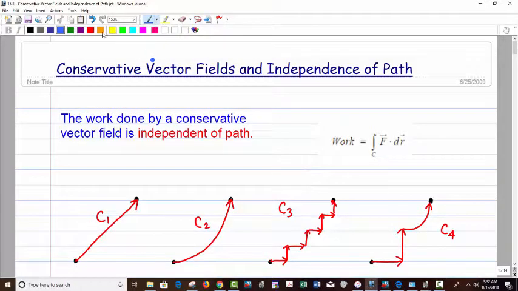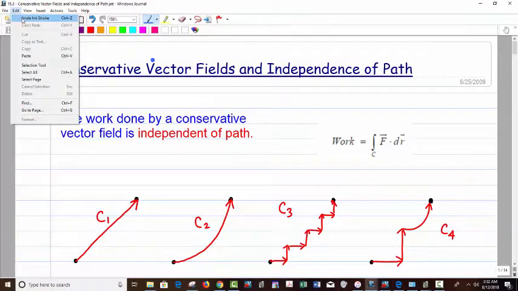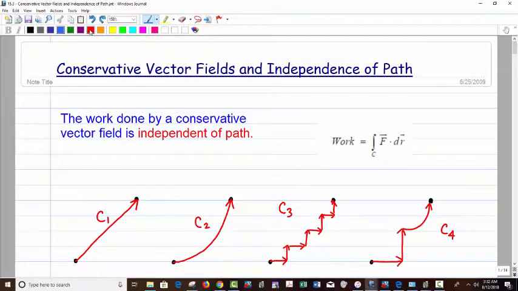Hello. This video is entitled Conservative Vector Fields and Independence of Path, and let's talk about what that means. If we're evaluating work, which is the line integral of the vector field dotted with the derivative of the path c that it's taking, there's an interesting statement here: the work done by a conservative vector field, which we've learned about before, is independent of path.